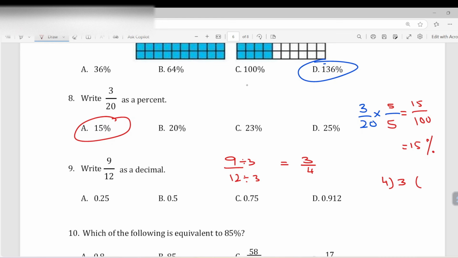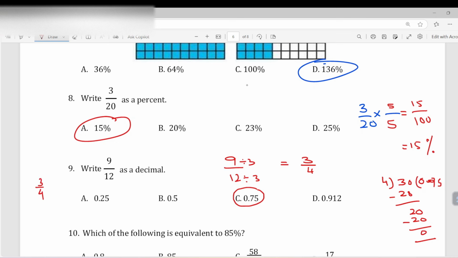3 by 4. It is less than 1, so I put a dot here. Now I'll put 0 here. 4 sevens are 28, minus 30, 2. 4 times 5 is 20. So 0.75. That is enough. You say, no, I don't want to go this way. No problem.